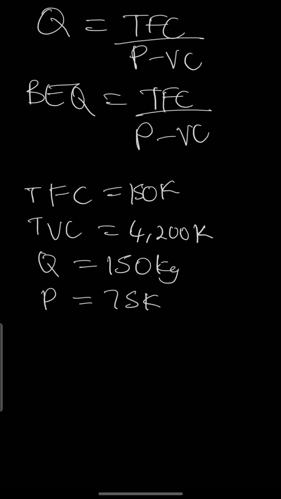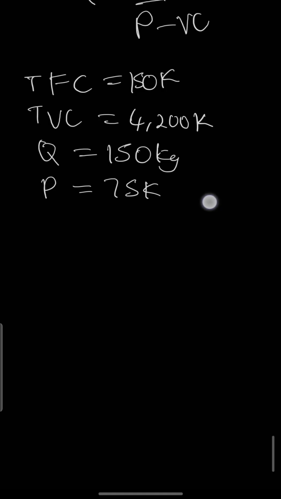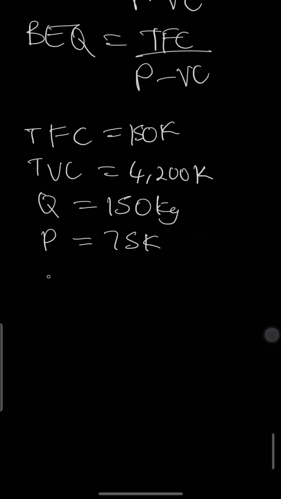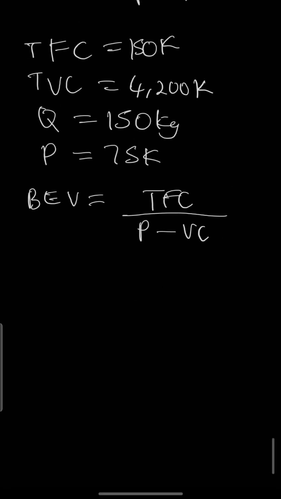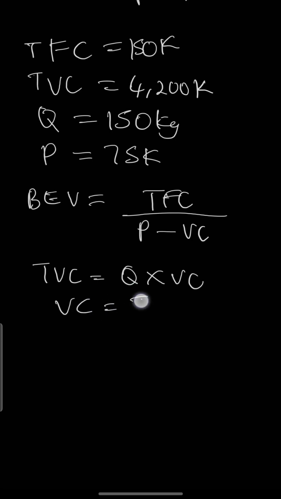And they're asking us, what is the break-even volume? We have already calculated the formula here. Our break-even quantity or volume, whatever you call it, is total fixed costs divided by price minus unit variable cost. This VC is unit variable cost, but we are not given that. We're given the total variable cost. You know that total variable cost is equal to quantity times unit variable cost. So our VC, if we divide both sides by Q, will be total variable cost divided by quantity.